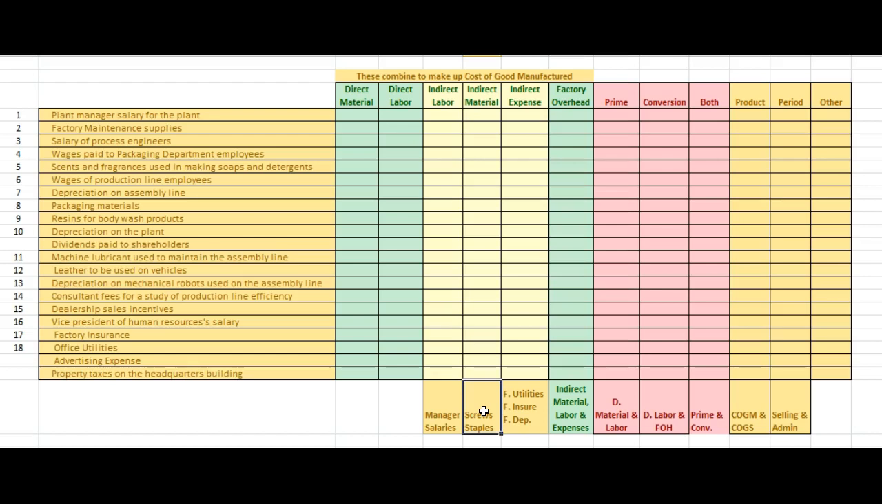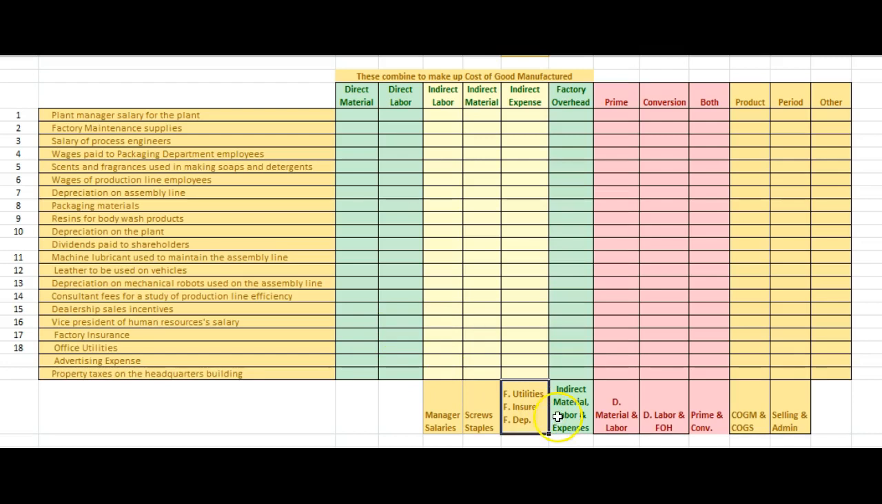Or if the sprinkles are a really big part of the cupcake, they could be considered a direct material. So it is kind of a little bit of a judgment call when you look at it. If you have an indirect expense, that is an expense that's directly related to the factory or the assembly line. That isn't an indirect material, indirect labor, or direct labor or direct material. And that would be things like utilities, insurance, depreciation, as long as it's involved with the factory.